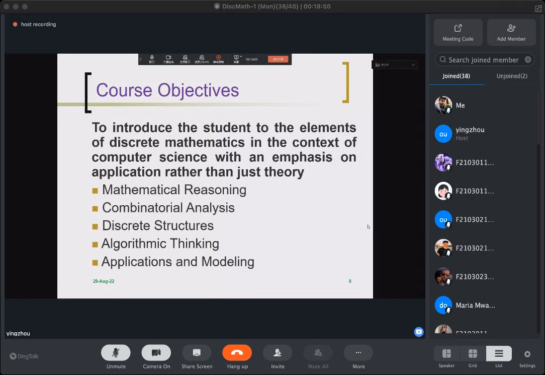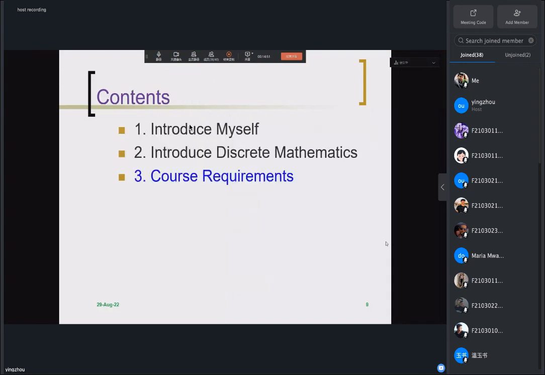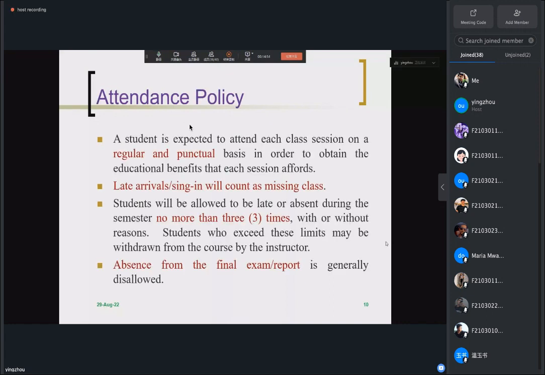Okay. We also want to know that combinatorial analysis and discrete structures are very important for a computer major, and we also learn algorithmic thinking. The basic idea is that software equals data structure plus algorithm, so algorithms are very important. In our course, we will discuss algorithmic thinking and basic ideas, and pay much attention to applications and models, okay?